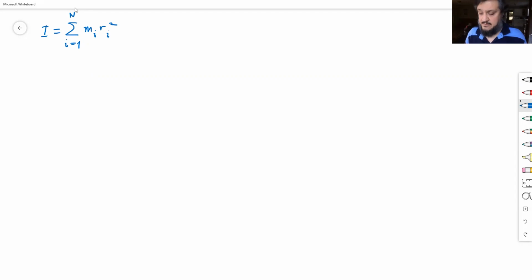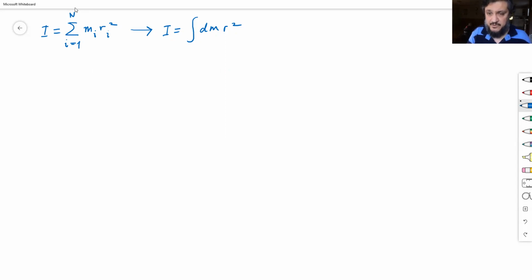And then I'm going to show you a couple of examples regarding continuous mass distributions, where we simply replace the summation with an integral. So it's going to look like this: the integral of dm r squared, over some volume or whatever the dimensions of the object are. So let's start with really simple examples.